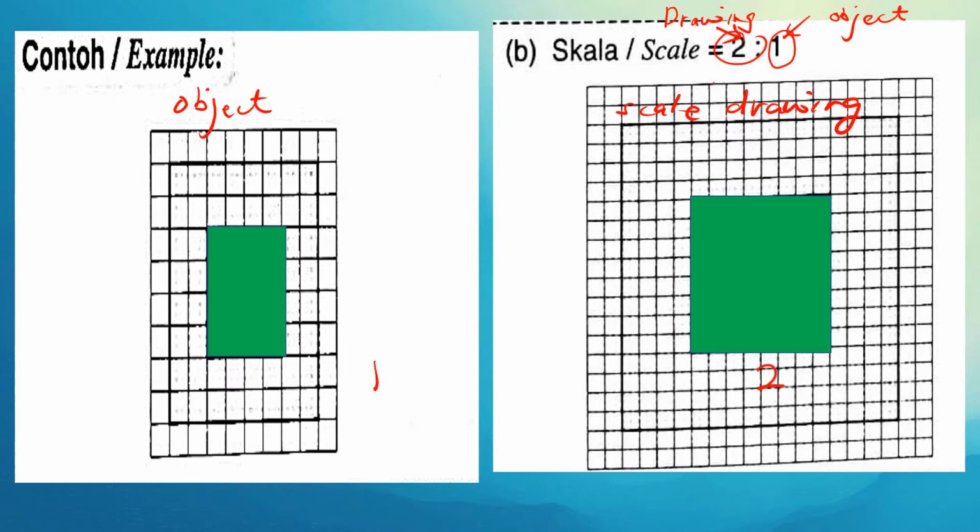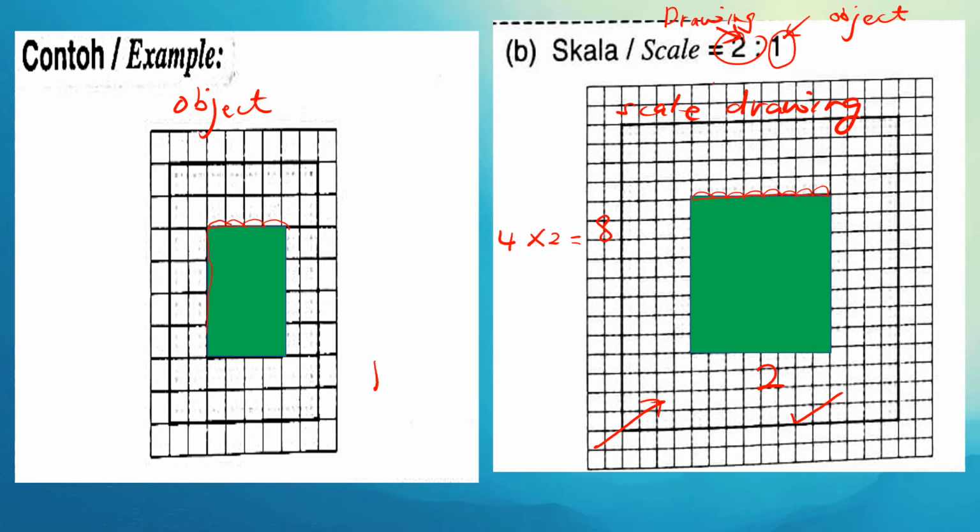So how to draw this scale drawing? You look at the object. You count the boxes on the horizontal line here. So you count the boxes: 1, 2, 3, 4. So 4 means for the scale drawing you have to multiply by 2, because the ratio is 2 here. So 4 times 2 is 8, and then you draw a straight line with 8 boxes. So 1, 2, 3, 4, 5, 6, 7, 8. So it's correct here.